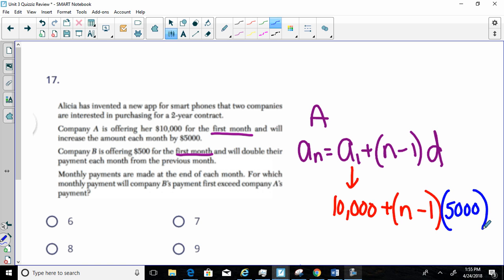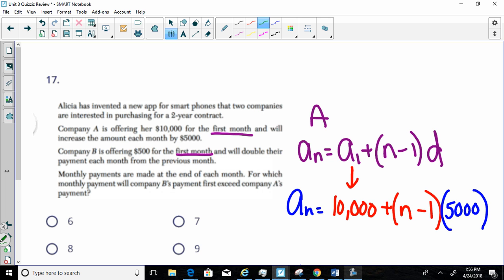And so you can literally type this into y equals still, but instead of n, use x. So if you're going to do it into y equals, it'd be 10,000 plus parentheses, x minus 1 parentheses, 5,000. So you can still type these into your table. So that's company A's equation.